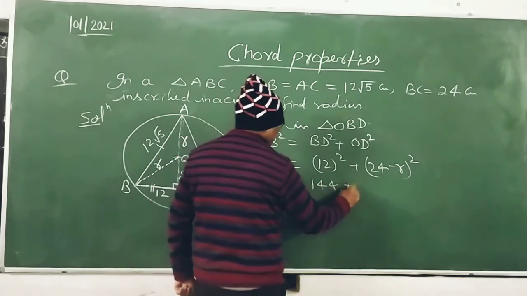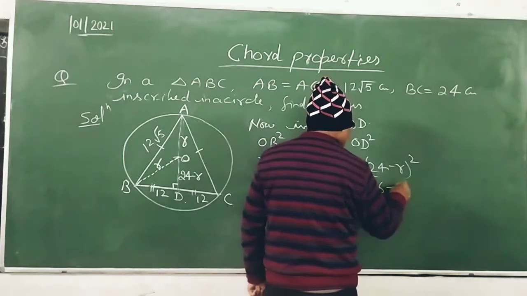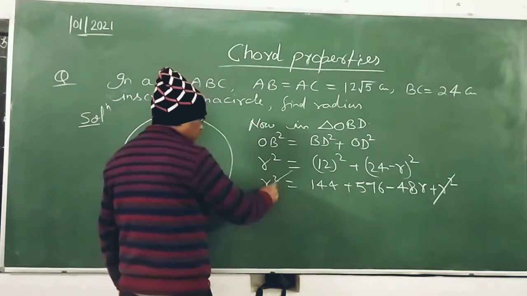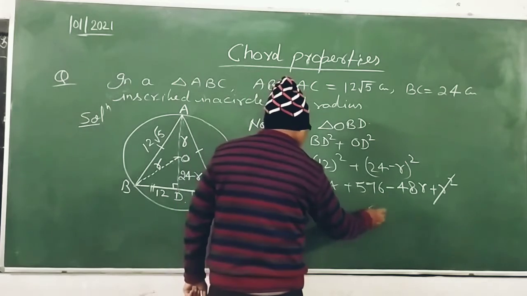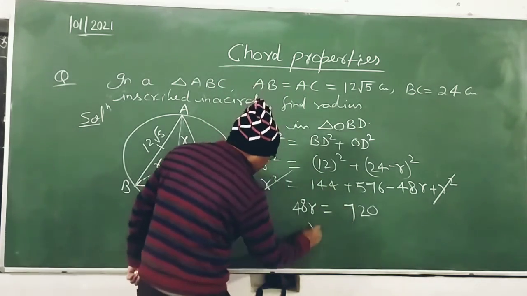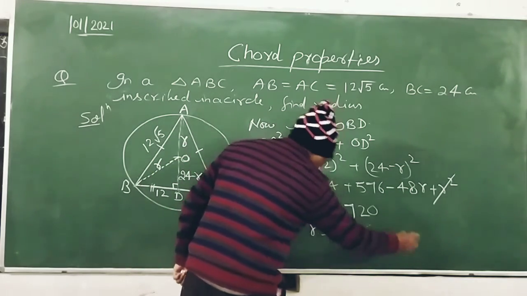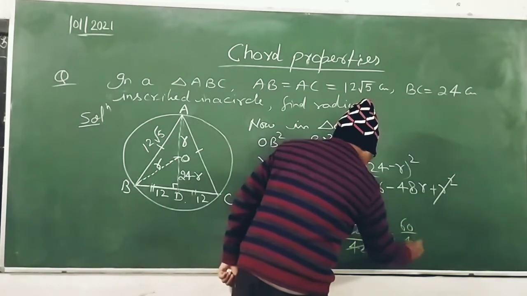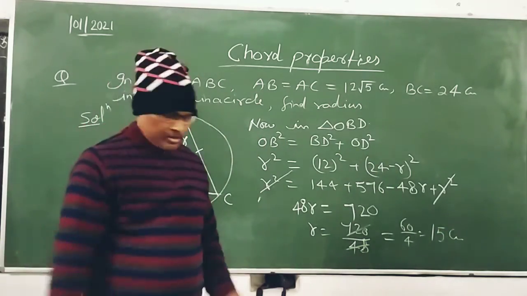Simplify: minus 48R and plus R square. R square cancel and 48R is equal to 720. So R is equal to 720 by 48, that is equal to 15 centimeter. This is the radius of the circle.